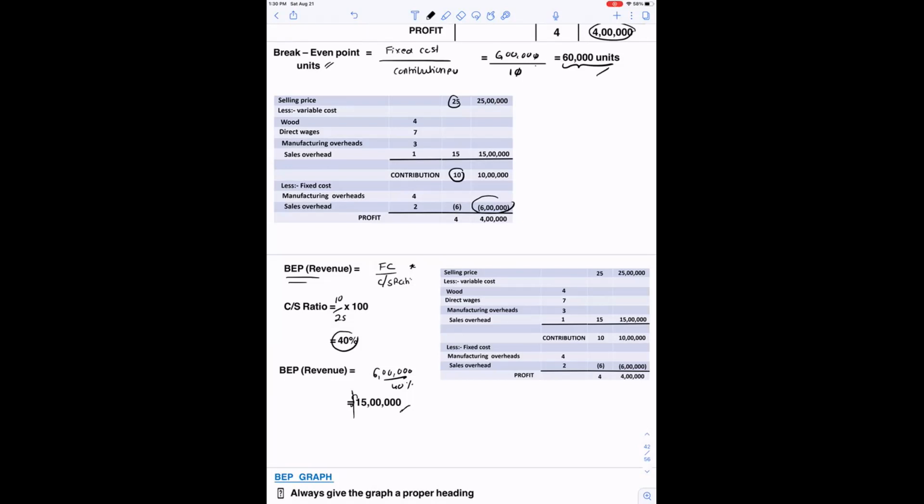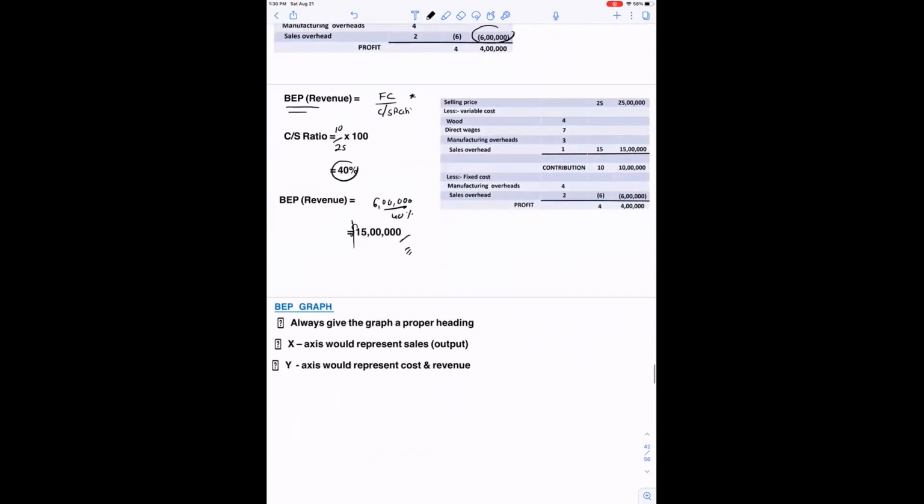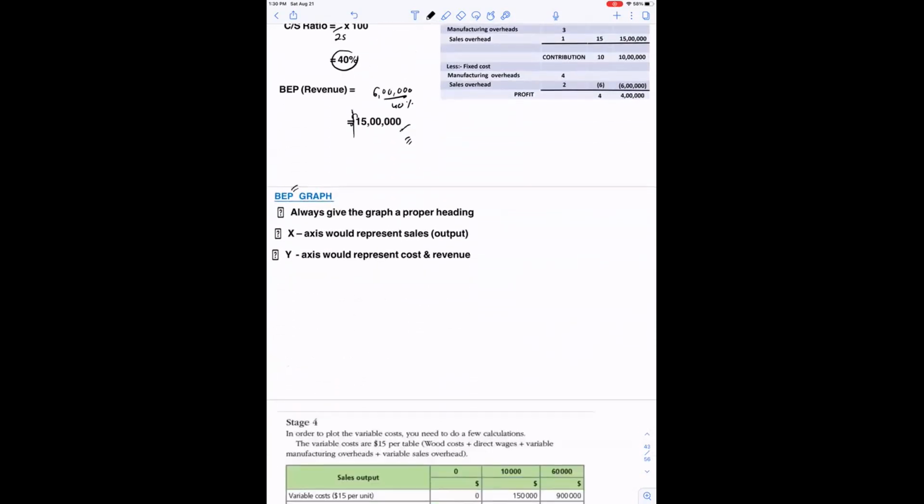Now I have the break-even point in units. I have the break-even point in revenue. I want to express this in the form of a chart, a bar graph, break-even point graph. Remember, you should always give the graph a proper heading. You're preparing a break-even point graph. X-axis would represent your sales and output. Y-axis would represent your cost and revenue.